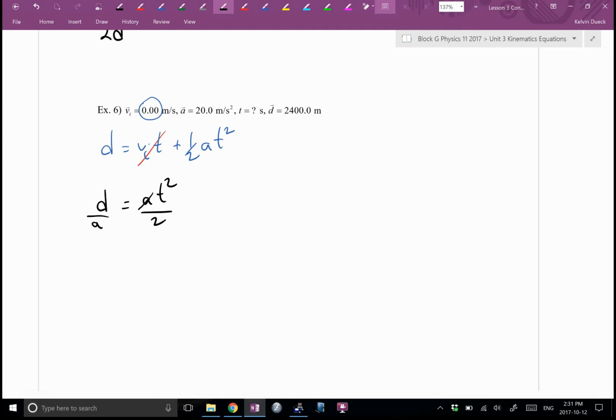Maddie, what's the 2 doing to that t? The bottom one? Yeah, the bottom one. Dividing. How will I move it over? So cross out that 2, do that. And so our new equation is t squared equals 2d over a. It's really 2d over a equals t squared, but I like to have the thing by itself on the left, so I just flipped everything. T what? Right. Who remembers how to get rid of a squared?